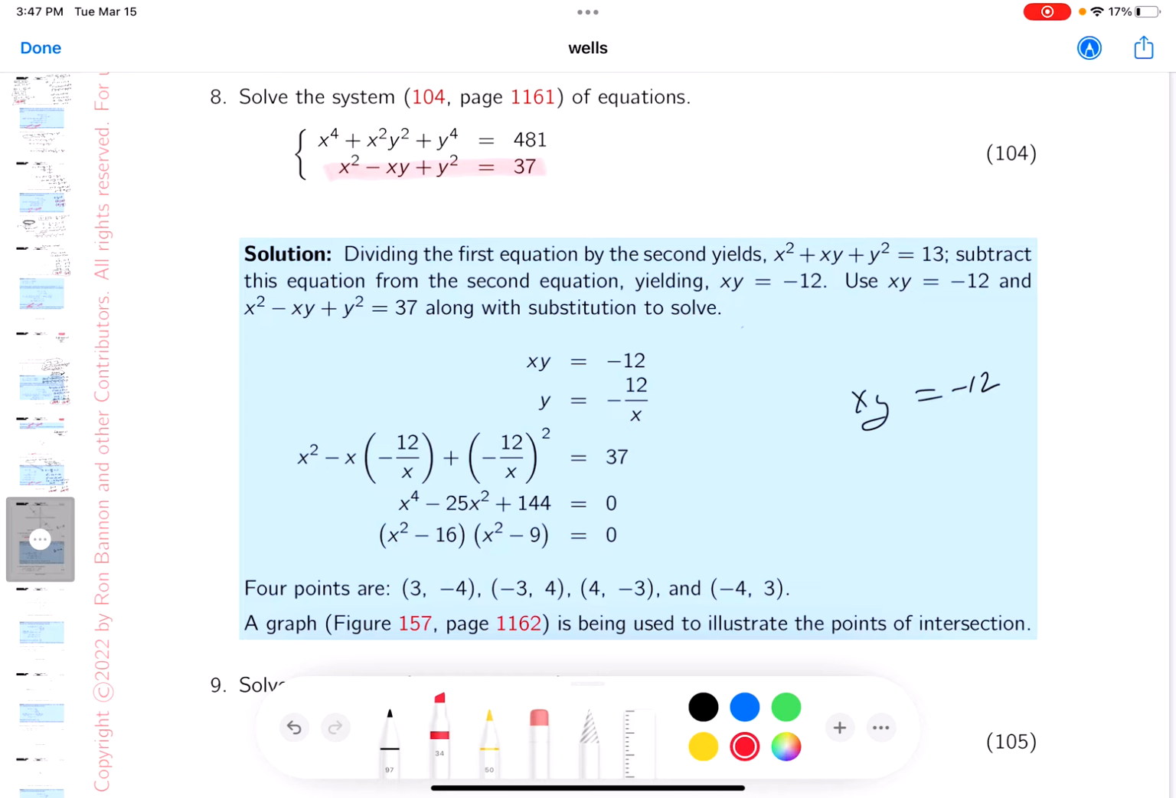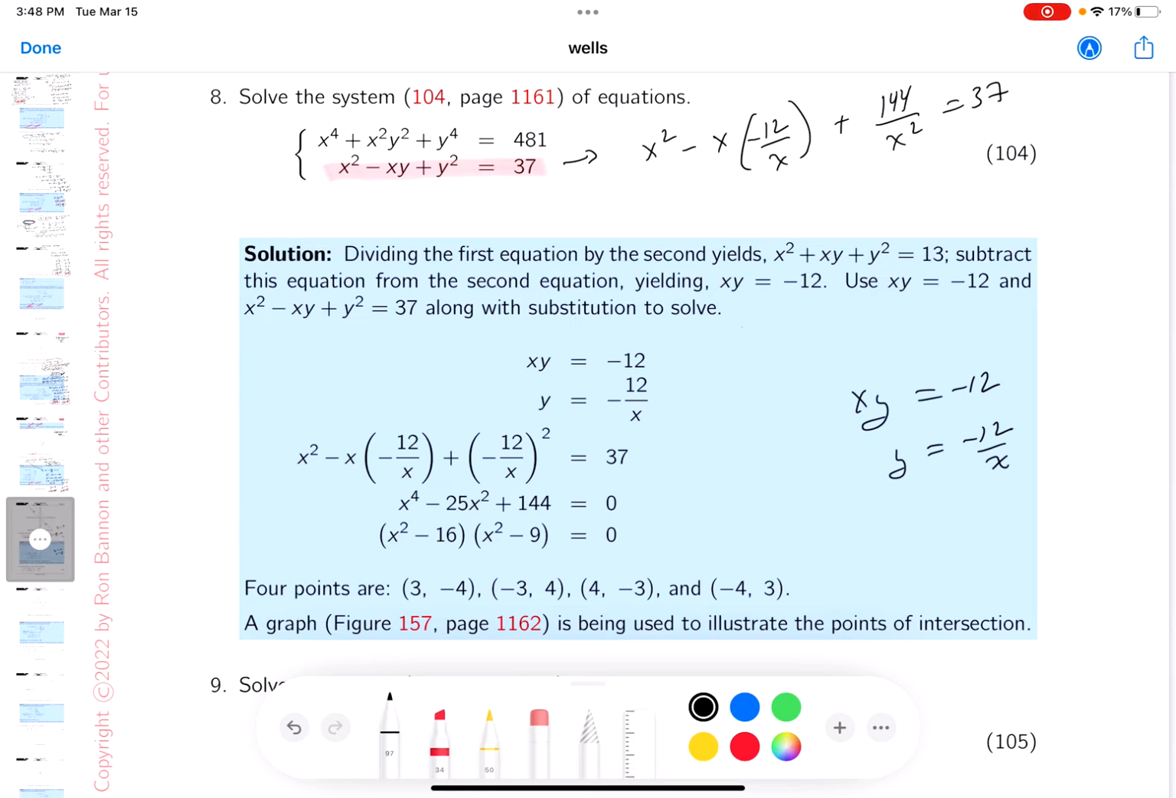So I'm going to say the y is actually just minus 12 over x, and I've got to plug it in. So what do you get? You get x squared minus x times minus 12 over x, and then plus y squared. What's y squared? That's 144 over x squared equals 37. Oh boy, this doesn't look easy, does it? And I've got to multiply both sides by x squared.